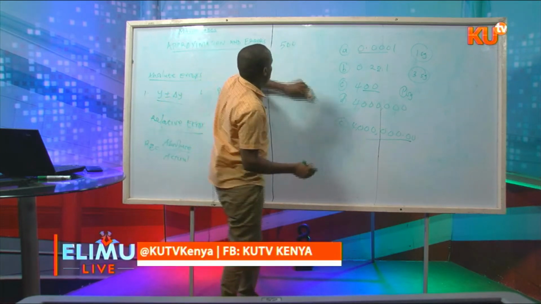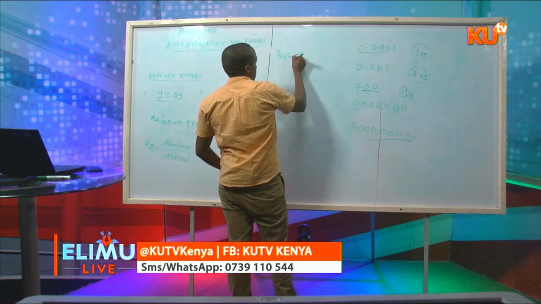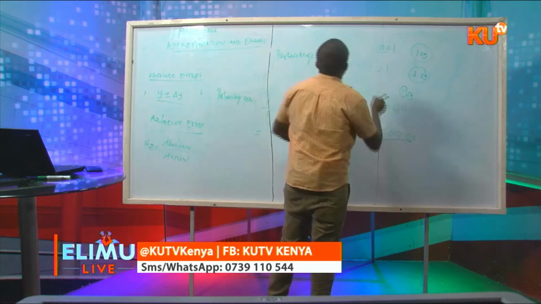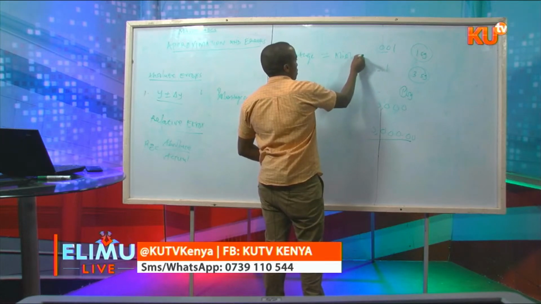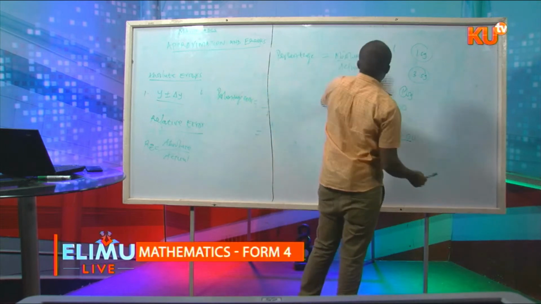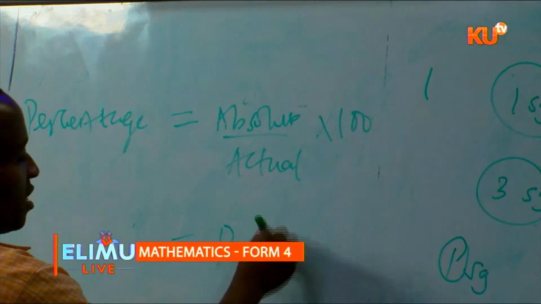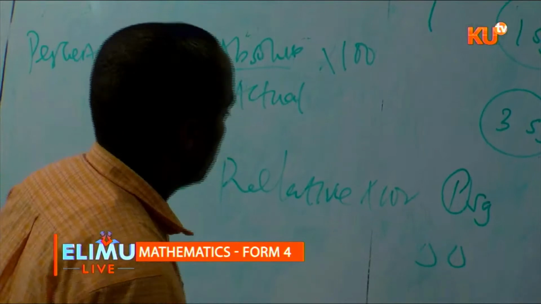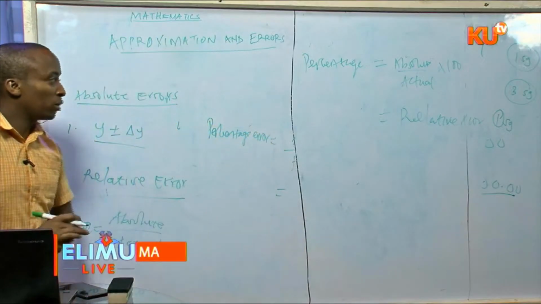Which can be percentage error. You can denote it like that: absolute, you divide by actual measurements, then you multiply by 100, or simply say that is relative multiplied by 100, and you get percentage. So these are the three concepts that we'll check today, how we go about them.